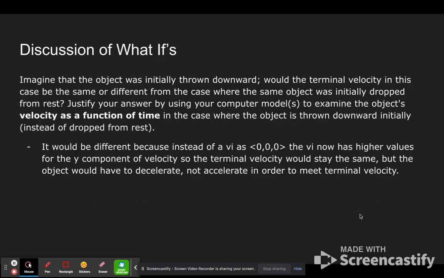So the what if: what if we threw the ball or the marker cap down with a different initial velocity? If you did that, then it would be different because instead of just using 0, 0, 0, it now has higher values for the y component. And so the terminal velocity would stay the same, but the object would have to decelerate, not accelerate, in order to meet that terminal velocity.